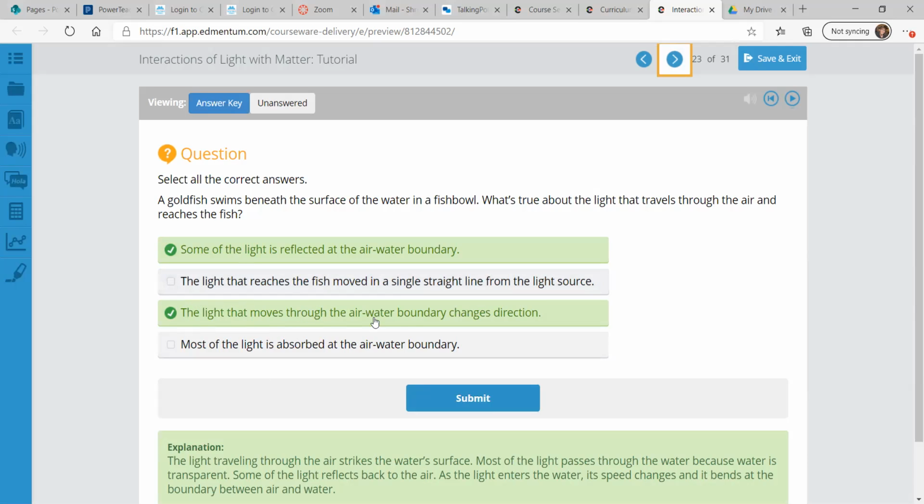And then the light that moves through the air-water boundary changes direction. That's also true. Most of the light passes through because water is transparent, but some of it is reflected back into the air. And then as that light enters the water, the speed changes and it bends. Remember.